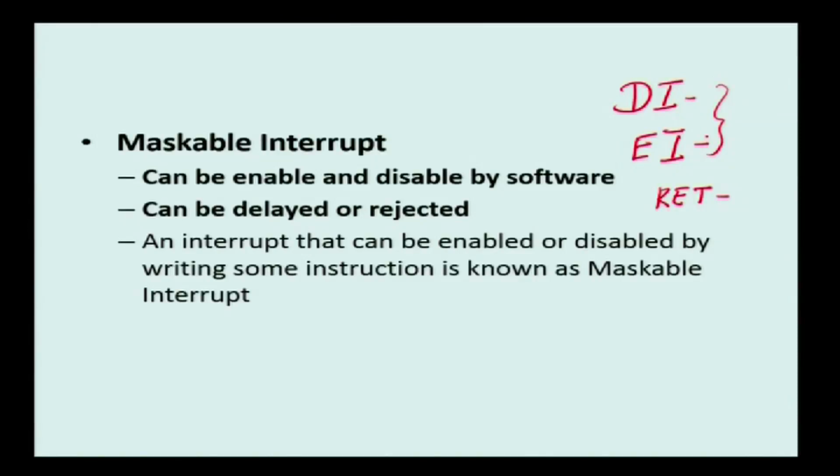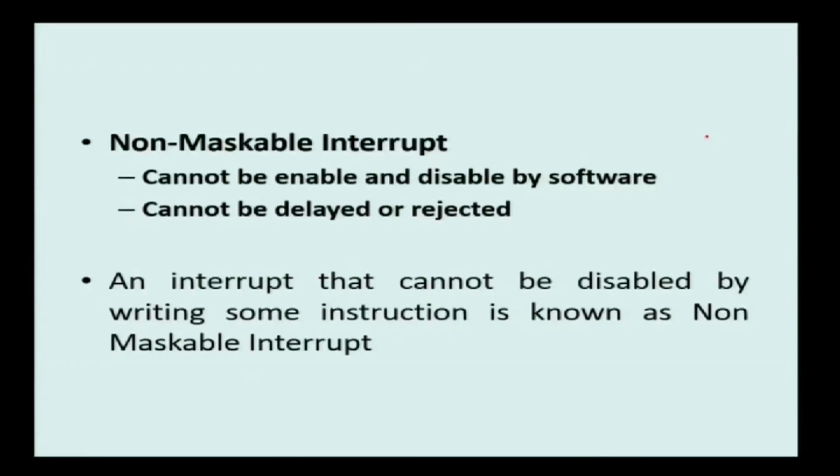These interrupts can be delayed or rejected based on the type of the interrupt. Generally, we define a maskable interrupt as an interrupt that can be enabled or disabled by an instruction. When the interrupt can be enabled, but cannot be disabled, that is the non-maskable interrupt. It cannot be delayed or rejected. An interrupt that cannot be disabled by using any instruction is called a non-maskable interrupt.